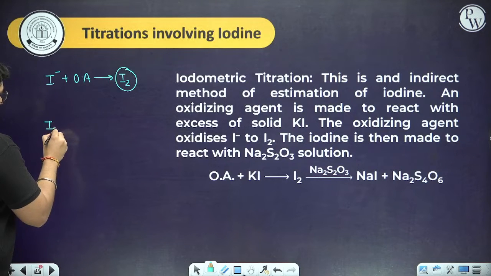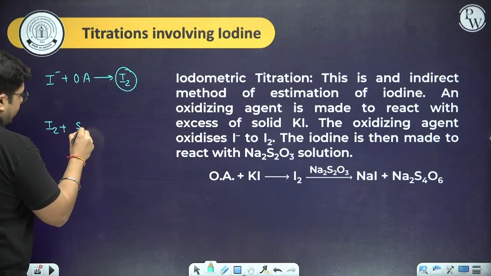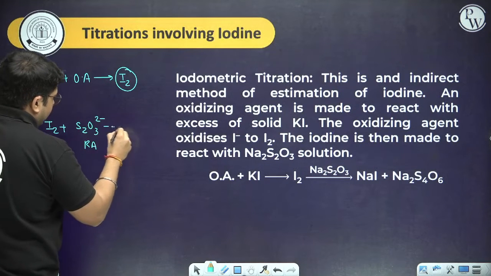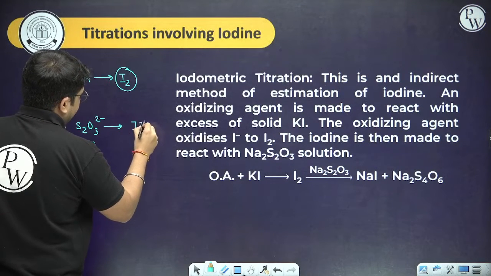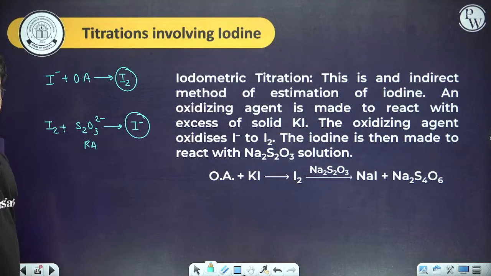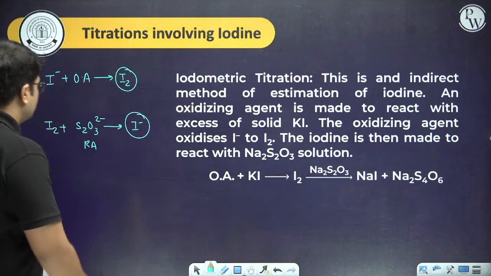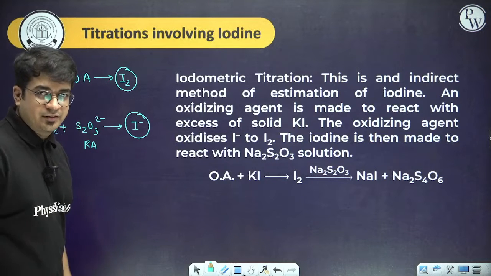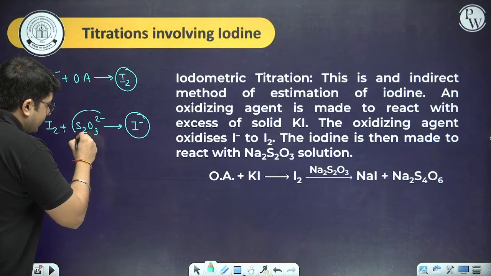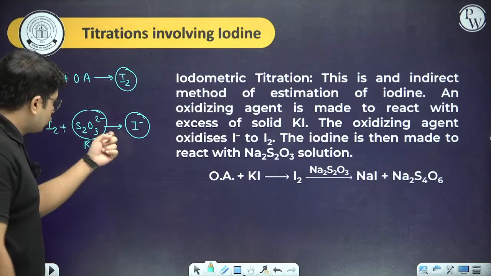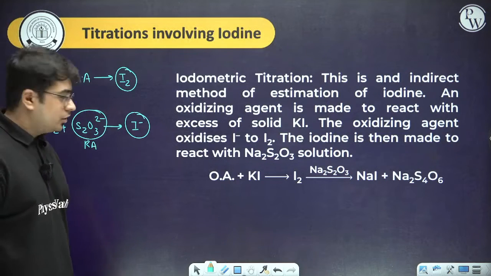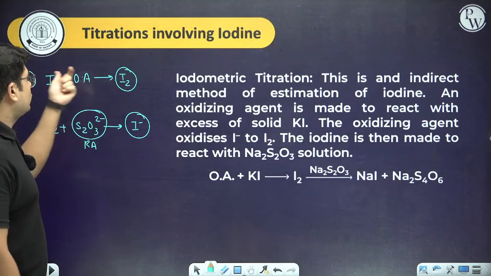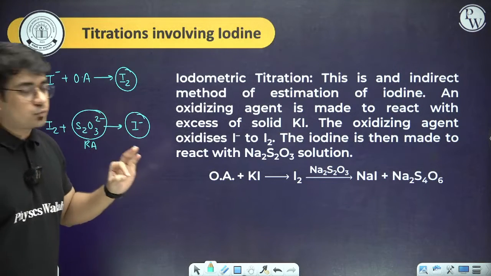Whatever I2 is liberated again reacts with S2O3 2 negative, which is a reducing agent, and it is converted into I negative again. So this reaction involves two steps. In the first step, the oxidizing agent data will be missing, and only the data of thiosulfate will be given. So you have to go back inside the titration. From that part you can calculate milliequivalents, and the milliequivalents of this will be equal to the milliequivalents of this side, and that's how you can proceed.